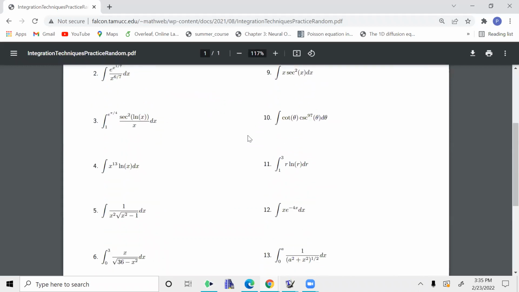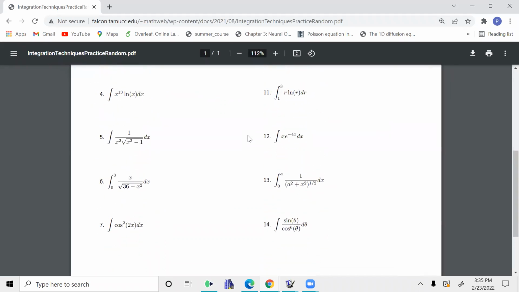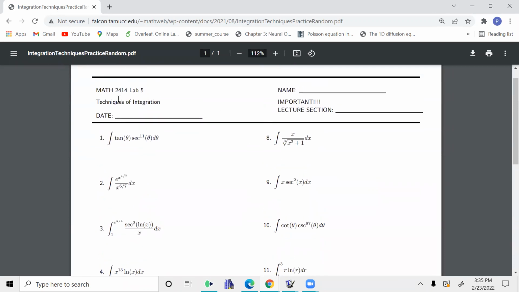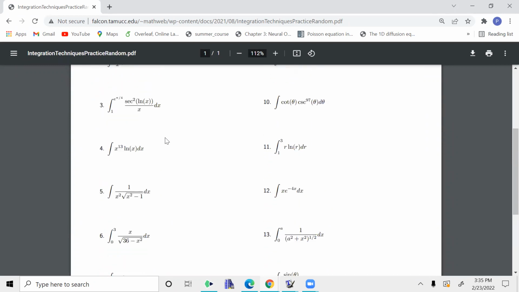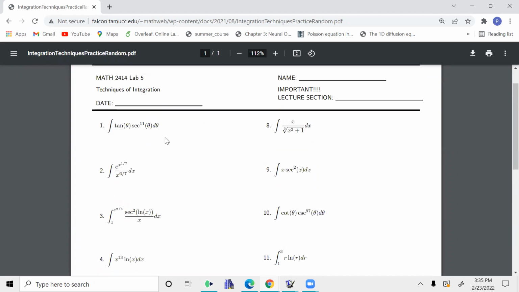Now you can see that we have 14 questions. Lab 5 is called techniques of integration. So you have 14 questions, and you're supposed to use the methods you have learned in the integration chapter. You can use all those methods like U substitution, integration by parts, tabular integration, or direct integration. So you have so many options. Depending on the problem, you have to think what to choose, and then you can use the method.